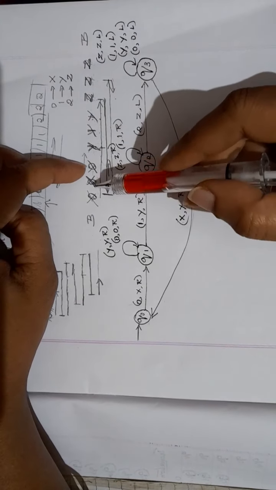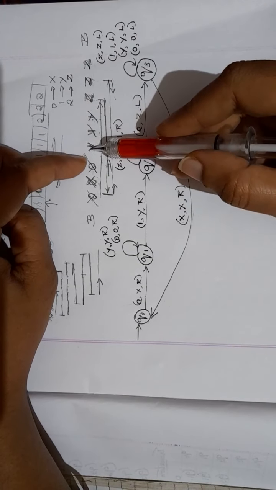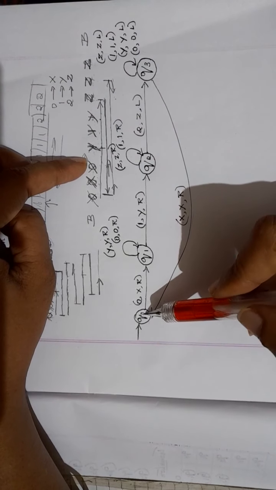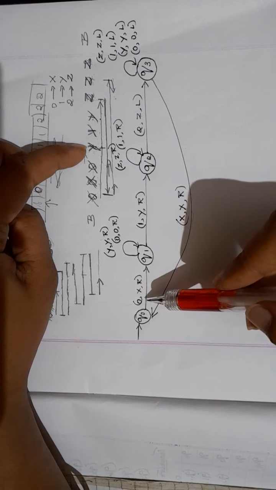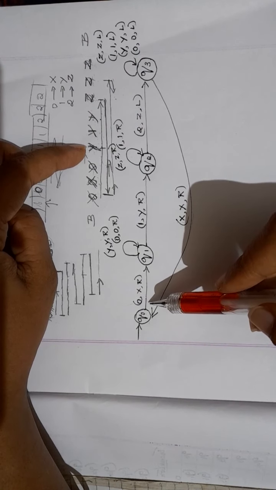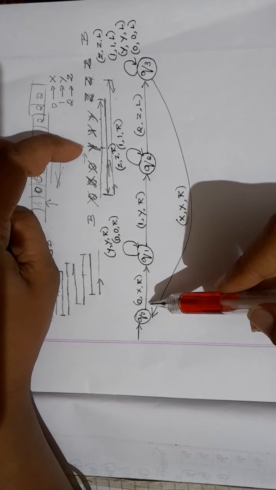Now when I change the direction, I am reading Y. So what is the transition that you took here? You took the transition with respect to 0. Do you have 0 here? No, you don't have any zeros. But what do you have? You have Y.